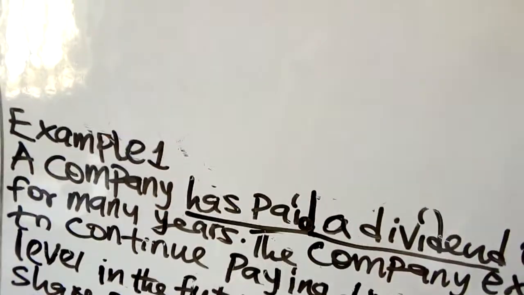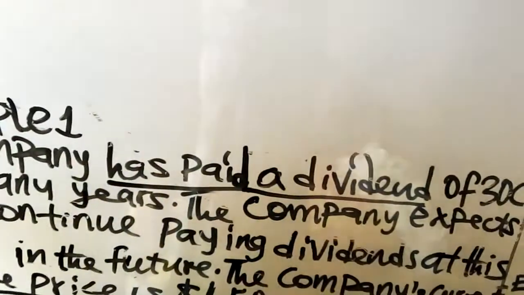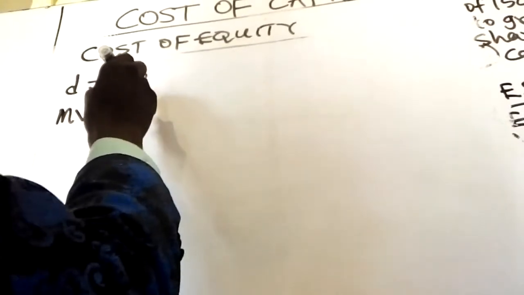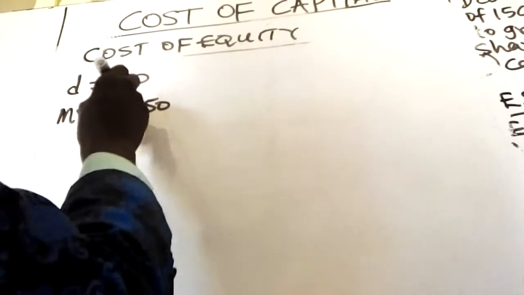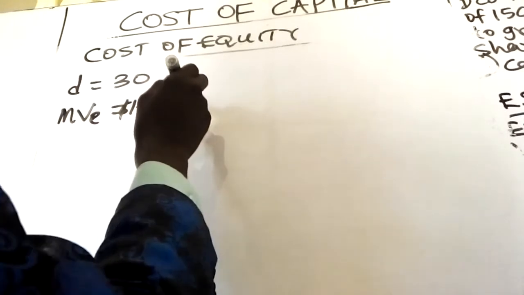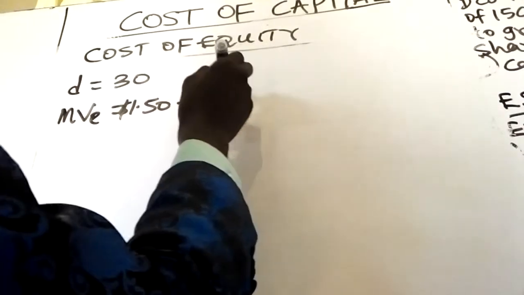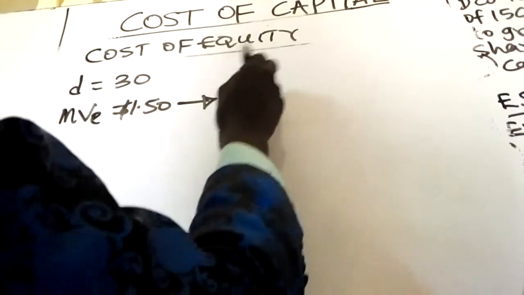So now dividend is 30 cents. The market value of equity is $1.50. You may convert it to cents. To convert it to cents, you multiply by 100. If you multiply by 100, it will be 150 cents.